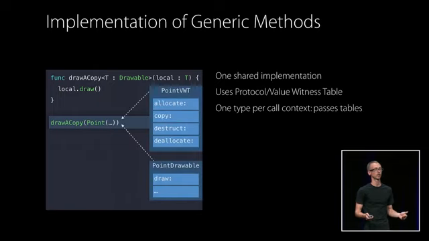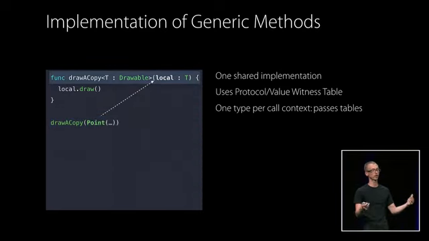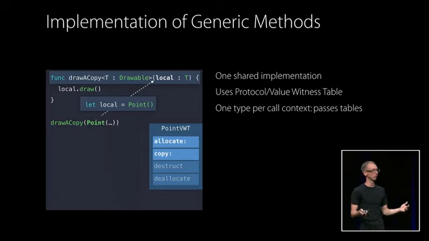Instead, it can pass both the value witness table and the protocol witness table of the type used at this call site as additional arguments to the function. So in this case, we see that the value witness table for point and line is passed. And then during execution of that function, when we create a local variable for the parameter, Swift will use the value witness table to allocate potentially any necessary buffers on the heap and execute the copy from the source of the assignment to the destination.